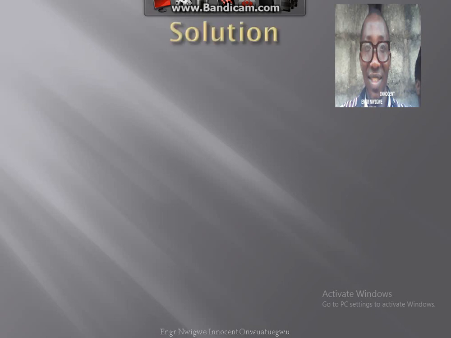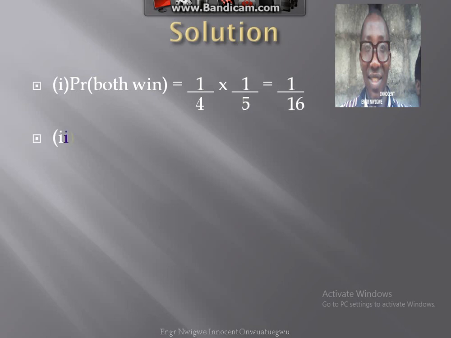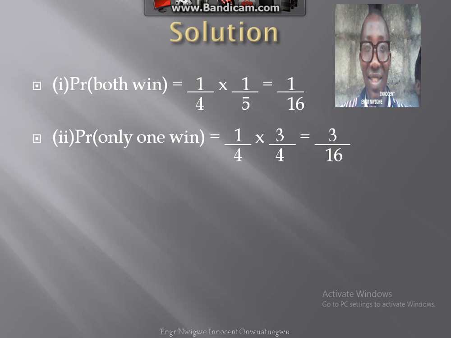Solution: the probability that both of the children win the scholarship will be 1 over 4 times 1 over 4, which is equal to 1 over 16. The probability that of the two children only one wins is equal to 1 over 4 times 3 over 4, which gives us 3 over 16.